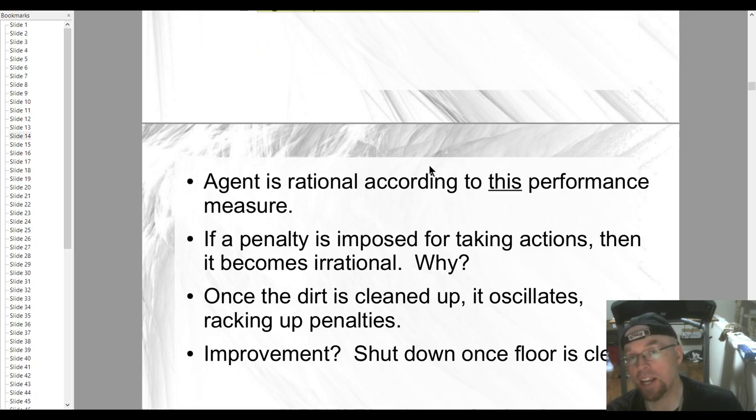Now, what if you change it to make it not so rational, or try to eliminate some irrational behavior? What if you give a penalty for taking actions? Let's say you do -1 for every action that you take. Well, once the dirt is cleaned up, it oscillates. Remember that table that we looked at for the agent function: if you're in a clean square, move right. If you're in square A, move right; if you're in square B, move left. So it's just bouncing back and forth.